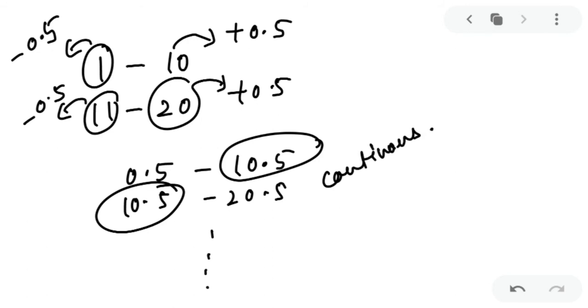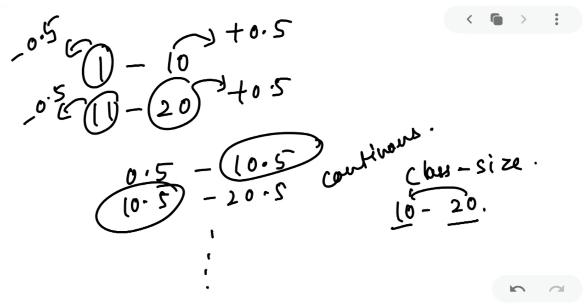Got my point clear? Now what is the class size, my dear kids? Many kids do not know what class size is. Class size is the difference between the upper and the lower limit. If I am saying 10 to 20, the difference between the two is the class size. The upper limit is 20, the lower limit is 10, and the difference between these two will be called the class size. Got my point clear?